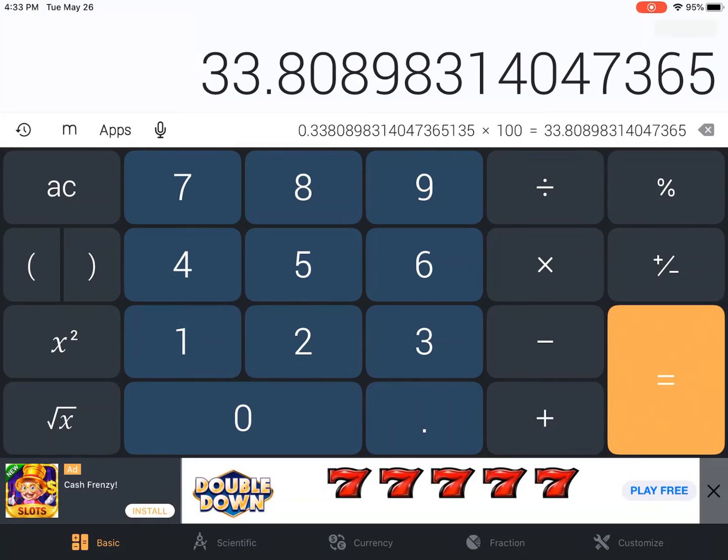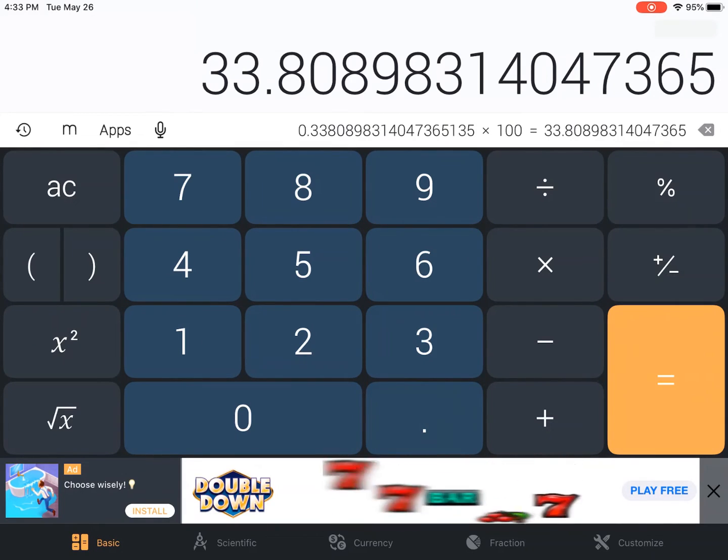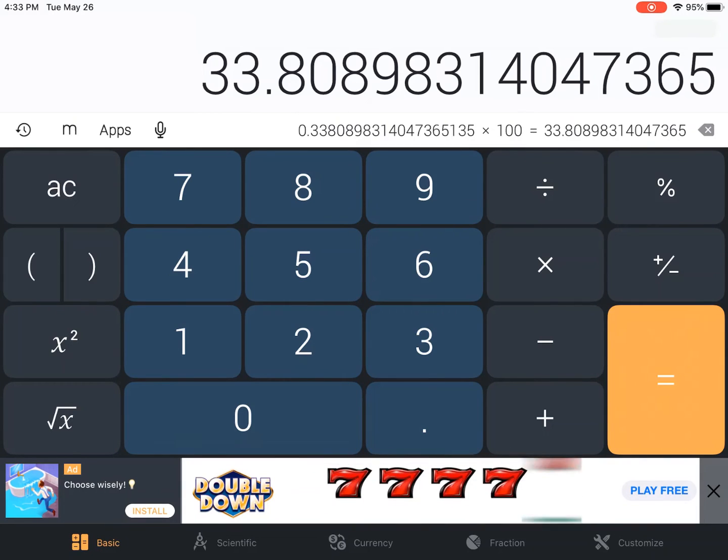33.808. So I'm going to round it up to 81. So anything that goes above 5, if it was 0.803, I would have left it at 0.80, but because it's 0.808, I'm going to round it up to 81. All right.